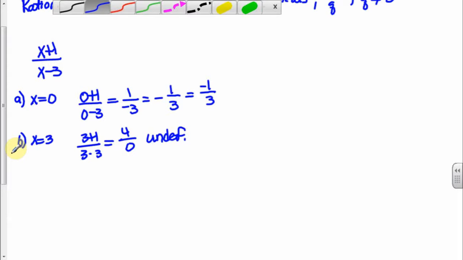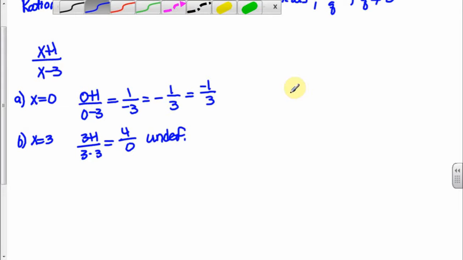So would you say that this particular rational expression is defined for all real numbers except when x is 3? Could you make that assumption? Let's think about it. Can x be any number except 3? Sure. I can take any number except 3 and add 1 to it and subtract 3 from it and get a fraction, right? Get a simplified answer. But 3 causes it to be undefined.